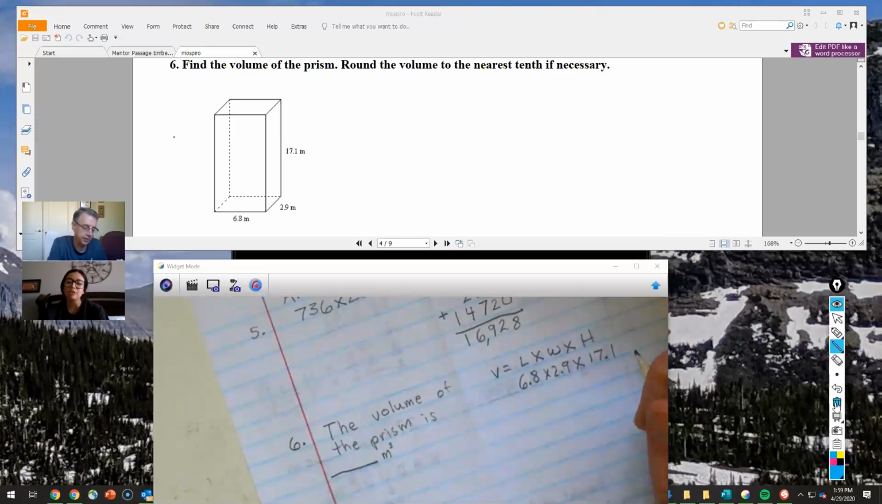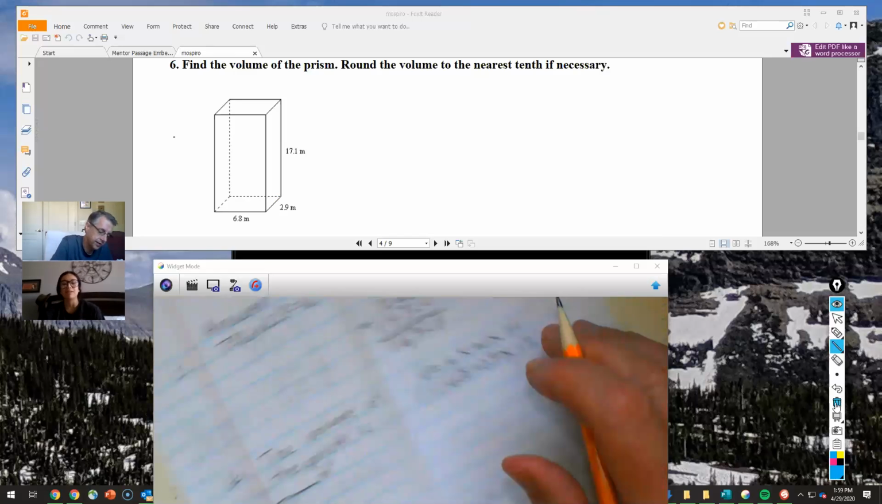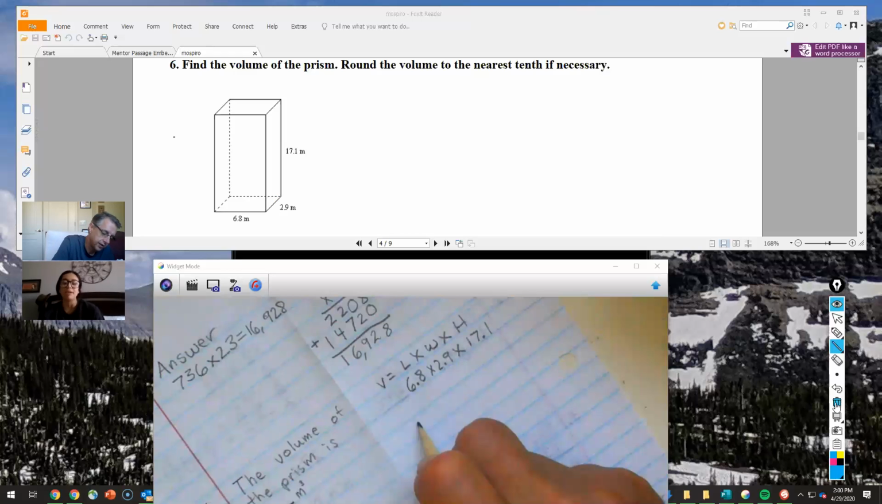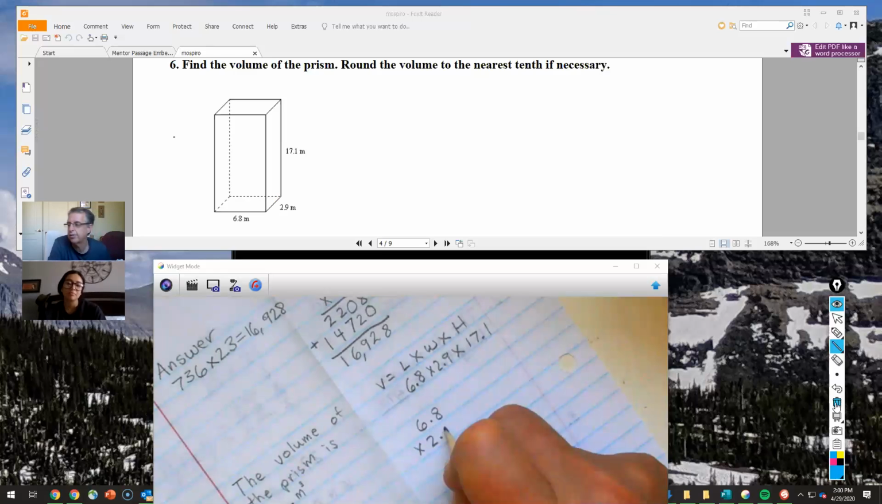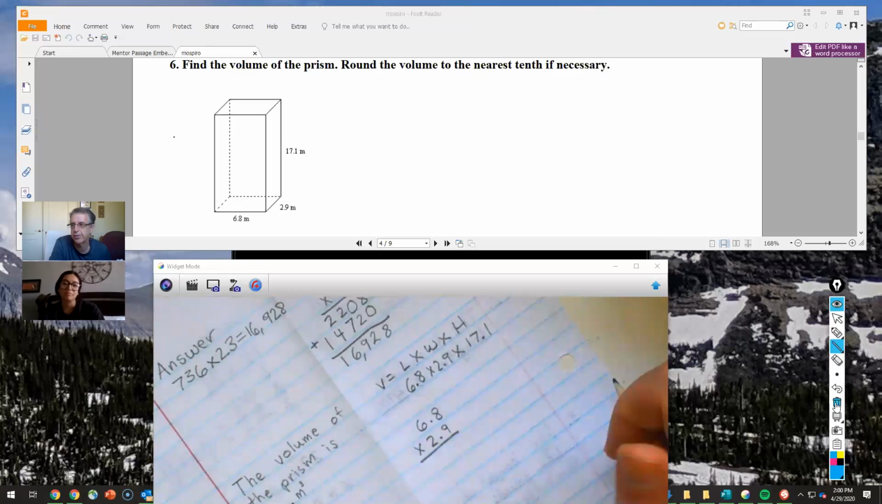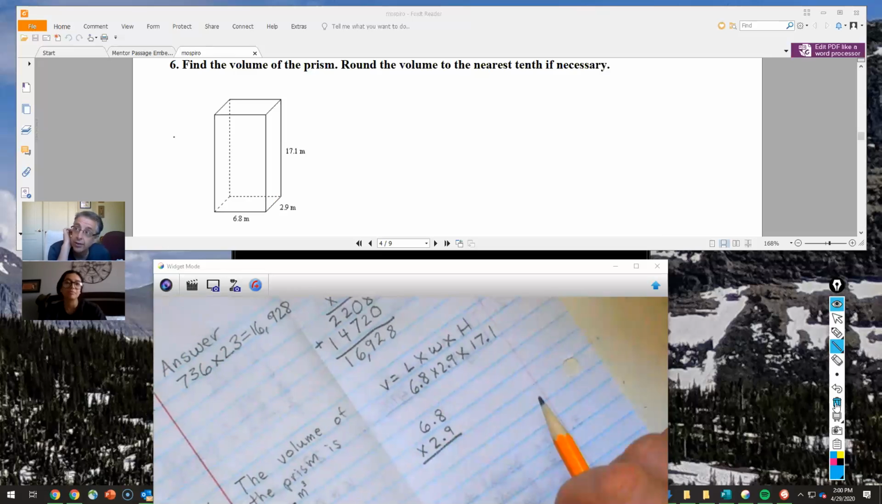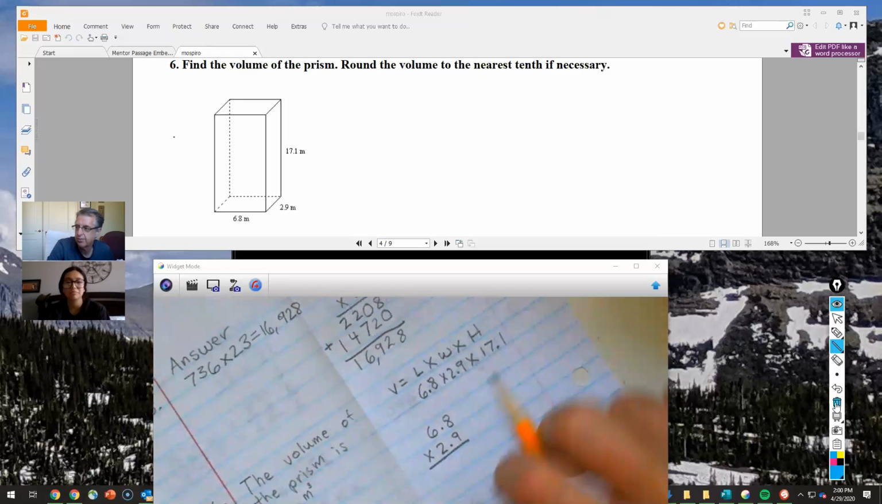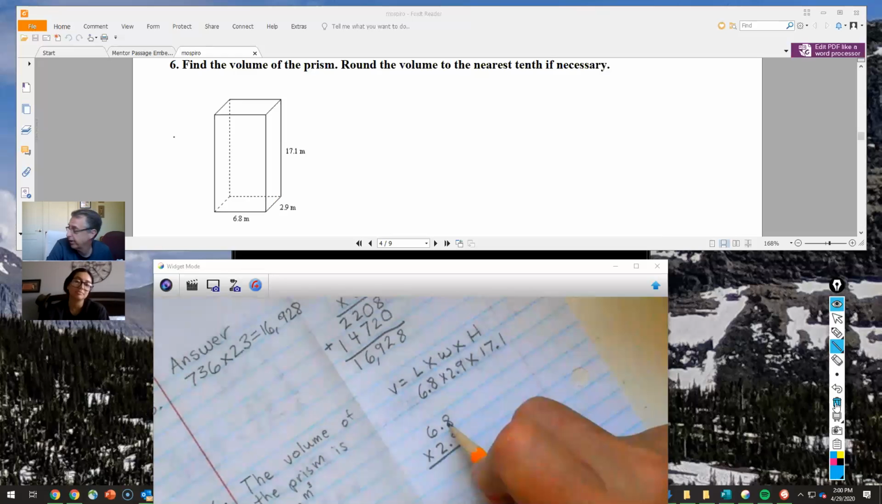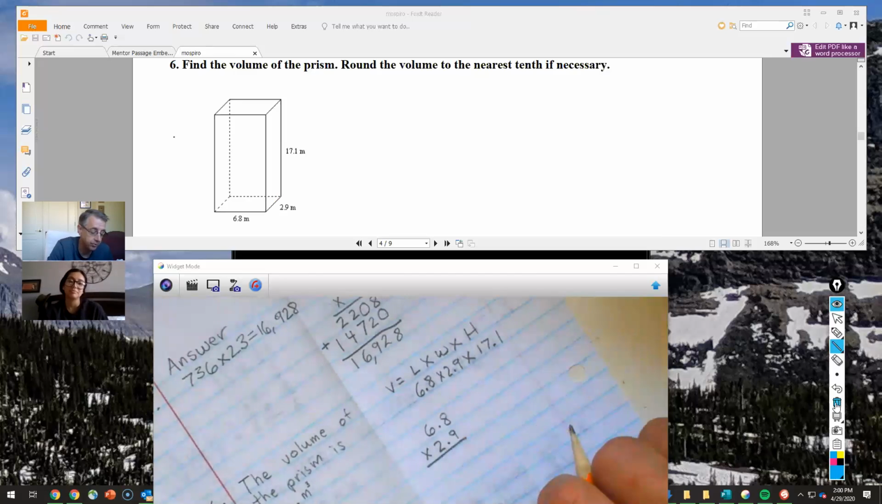So you might want to start with your 6.8 times your 2.9 and make sure you guys are lining everything up. And boys and girls, on this one, you aren't going to be rounding until the very end. It says round to the nearest tenth if necessary. I know last year sometimes kids would round these numbers first, but we're not going to round those first. We're going to wait until we're done, and then we're going to round our volume answer.